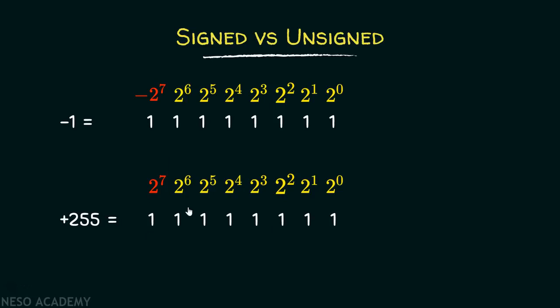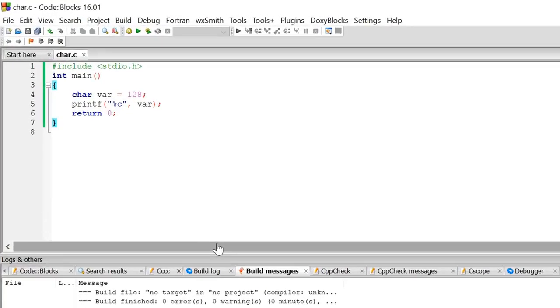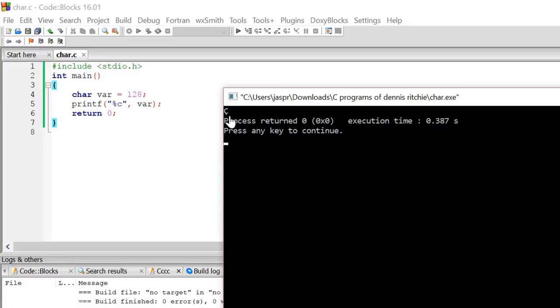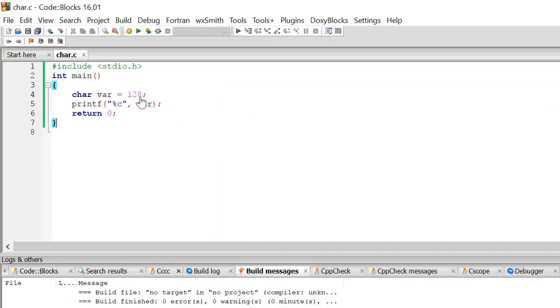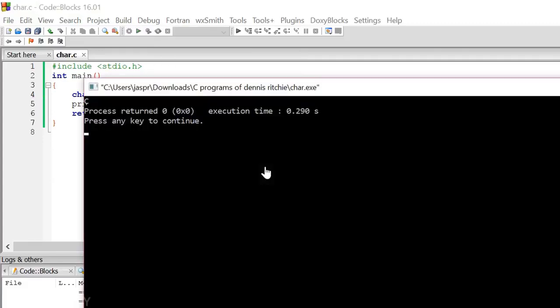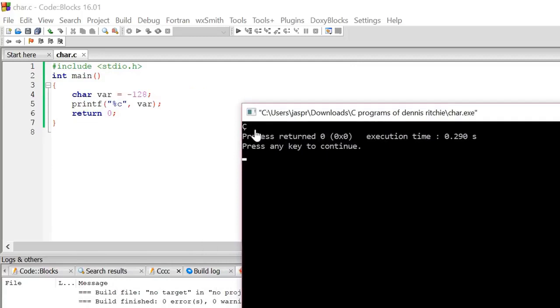Okay, let's implement the code to understand. If we try to print minus 1 and if we try to print plus 255, both are one and the same thing. Let's implement the code. Let's see what character is printed for this particular value. This would be the character. If you see the extended ASCII table, then the associated character for this particular value would be this. Let's change the code a little bit. Minus 128 and plus 128 both are one and the same thing. Therefore, they must print the same character. Let's see whether they do or not. Yes, they are printing the same character.